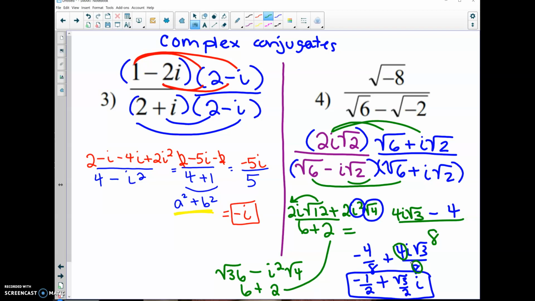All right, so this is division and rationalizing the denominator with complex numbers. Thanks, guys.